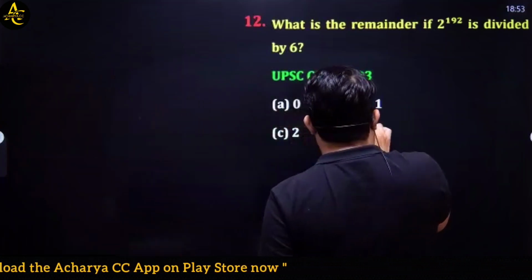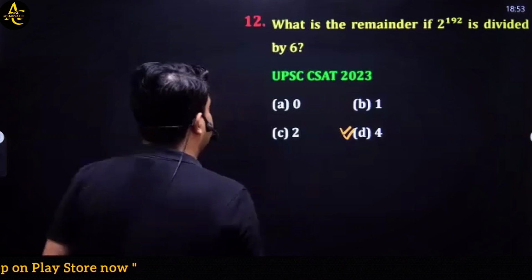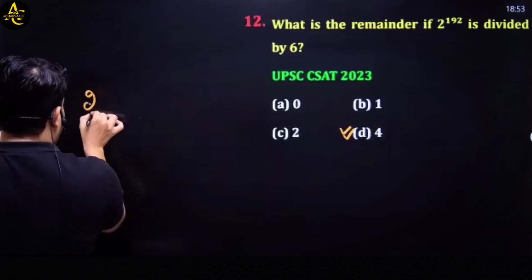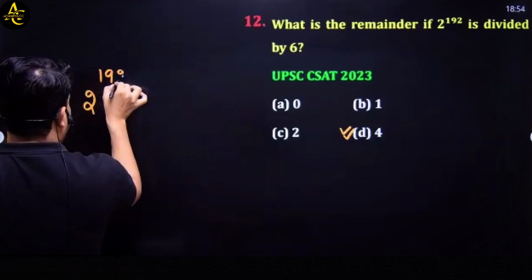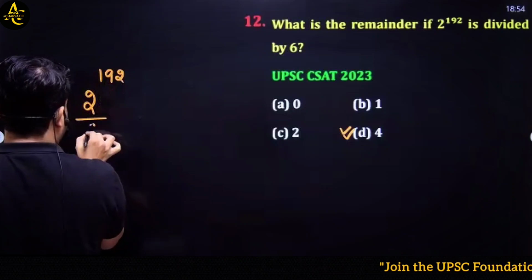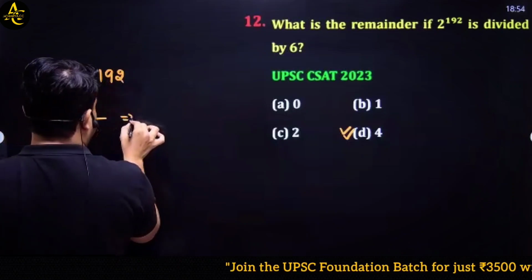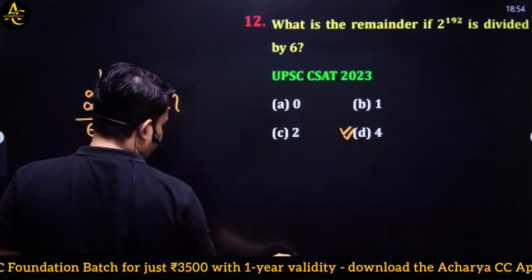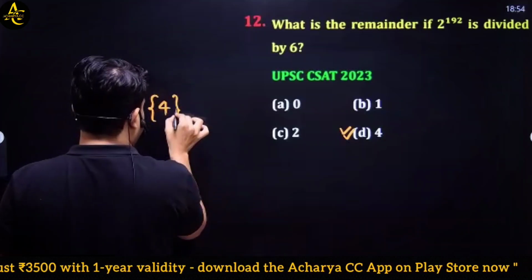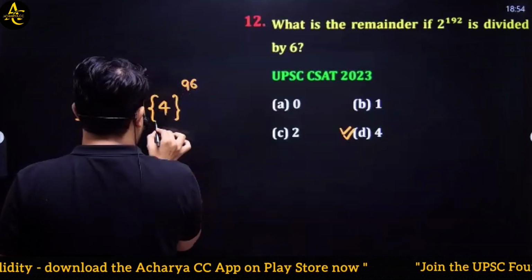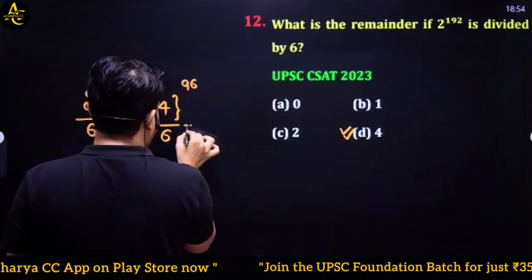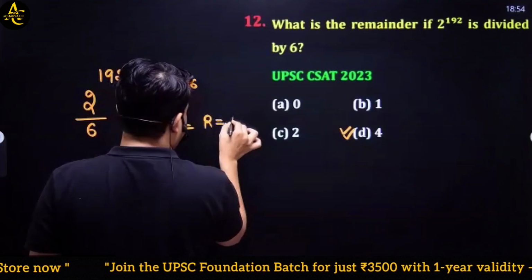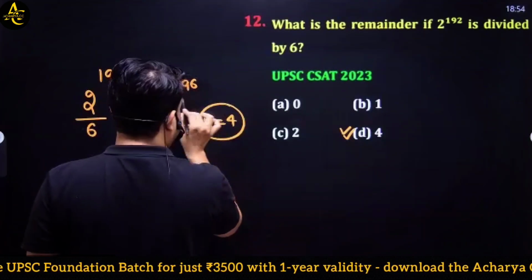So the answer will be option number D. See, 2 to the power 192 divided by 6. We can write it as 4 to the power 96. 4 to the power 96 divided by 6, and the remainder will be 4. Clear?